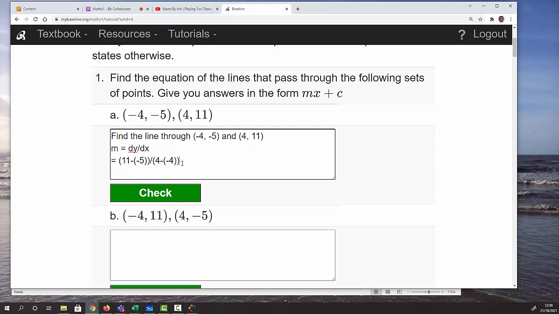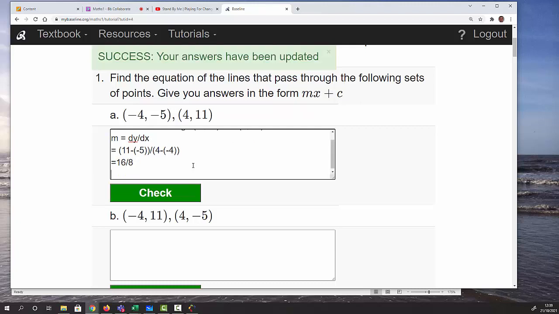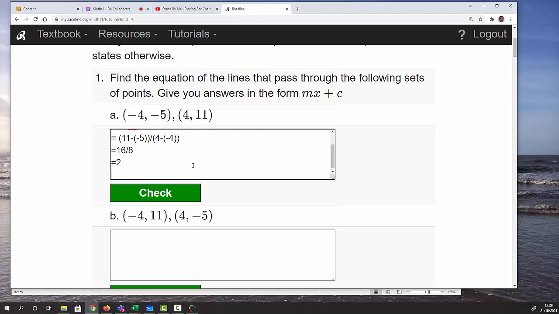So that's great, my brackets work out. And here I've started the line with an equal sign because I haven't changed the m, so this line means I'm still looking for m, and that's going to equal 11 minus minus 5, so that's 16, divided by 4 minus minus 4, so that's 8, and that is equal to 2. So that's my gradient.